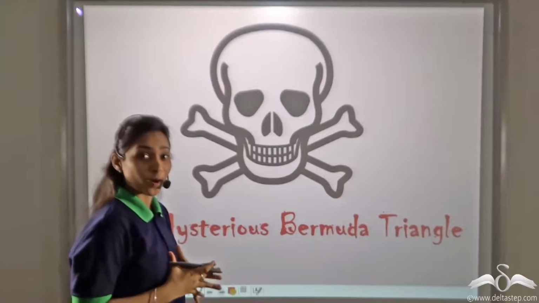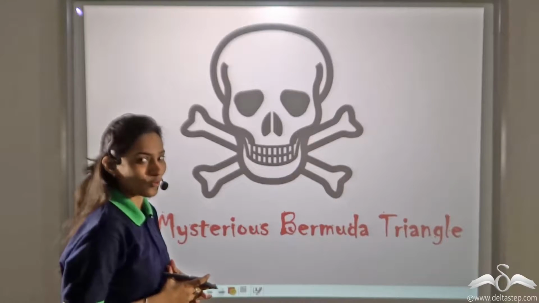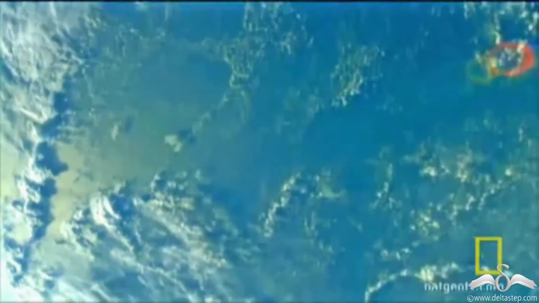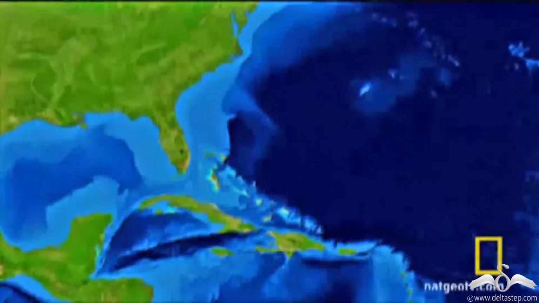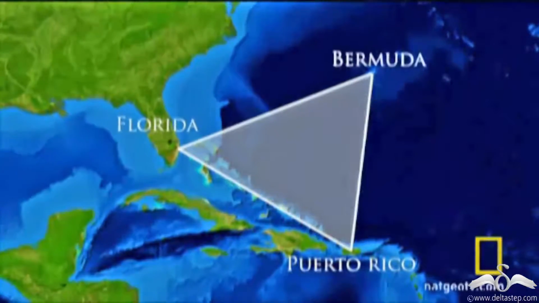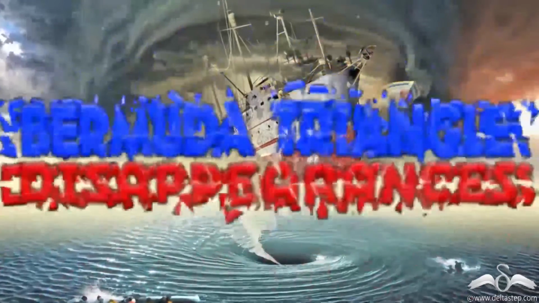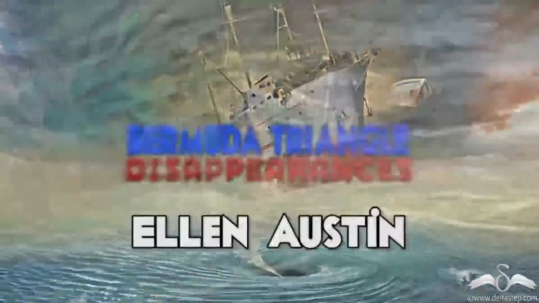Have you ever heard about the mysterious Bermuda Triangle? No. Let's see what this is. It is a loosely defined region in the western part of the North Atlantic Ocean, the vertices being Florida, Bermuda, and Puerto Rico. Well, many ships and aircraft have disappeared in this region. Let's see which.